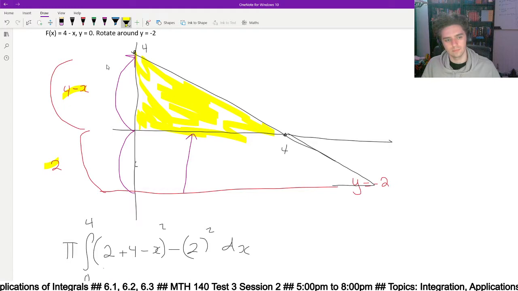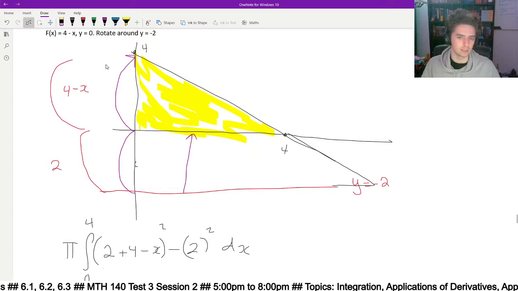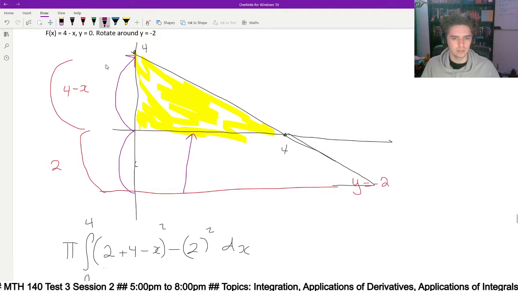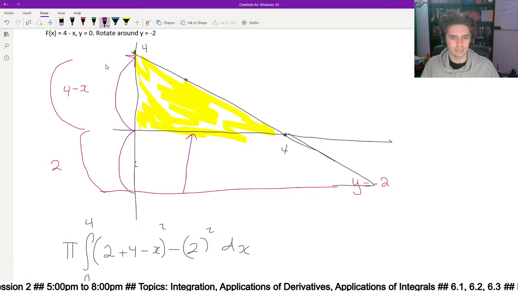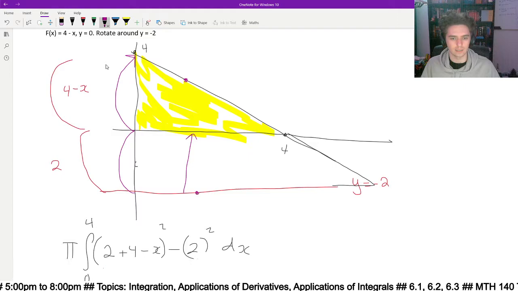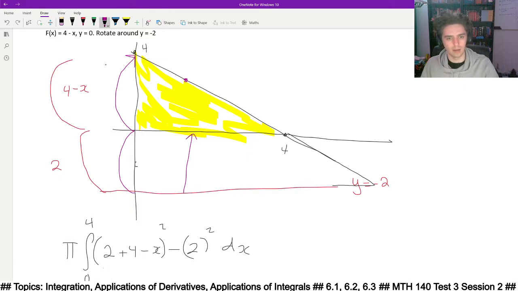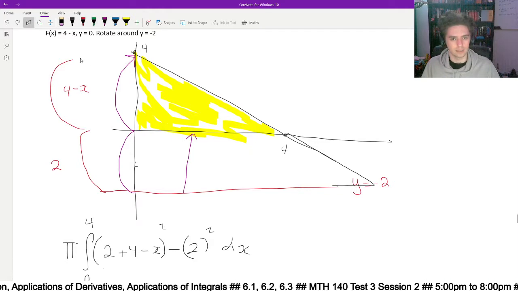Yeah, that's exactly it. So in this case, it's just good to draw it out. I think the best way to do these problems is to not ask about the formula, but just ask how far away that radius is from the axis of rotation. So in this case, it would be 2 plus 4 minus x for this upper one.